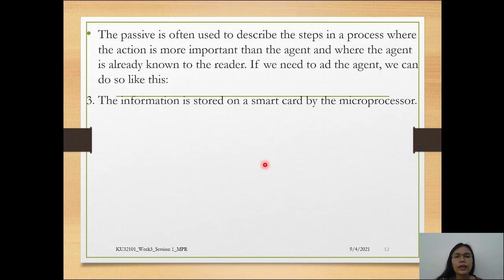But if you want to say the agent or the doer, the subject who is doing that, then you can say it at the end. So, the information is stored on a smart card by a processor. You can always add it at the end, but if you think that your sentence is only focusing on the action rather than the agent or the doer, you can always dismiss this. So this one is quite, I would say, optional.